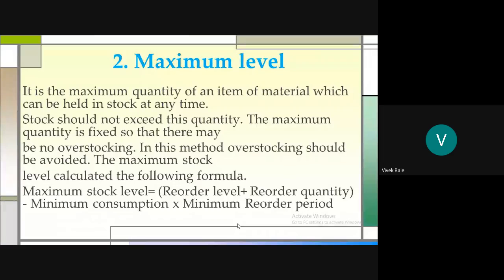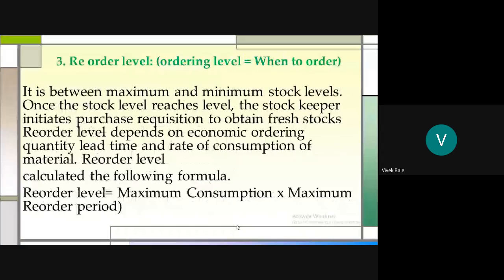It means you know that at this point I am supposed to place the order, and this should be the minimum quantity I am supposed to keep in my store. So if you minus these two things, automatically the maximum quantity that you should hold in your company can be easily calculated. The third level is known as the reorder level. Reorder level means, see, in the name itself you can see reordering level, or you can say when to order the goods from the supplier.